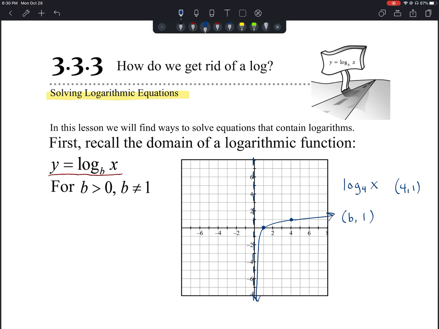All right, so first thing here, we want to recall what is the domain of a logarithmic function. Well, our graph does not cross the y-axis, right? There are no points at 0. So basically our domain is that all of our x values have to be greater than 0.